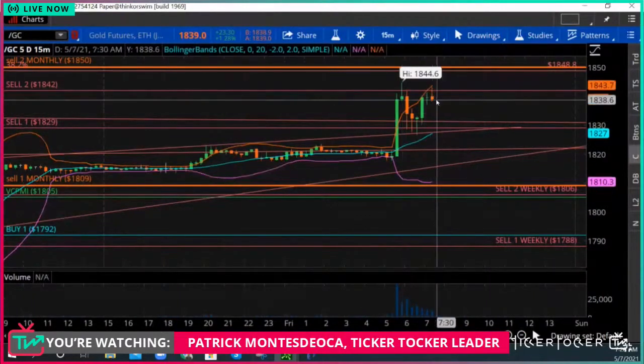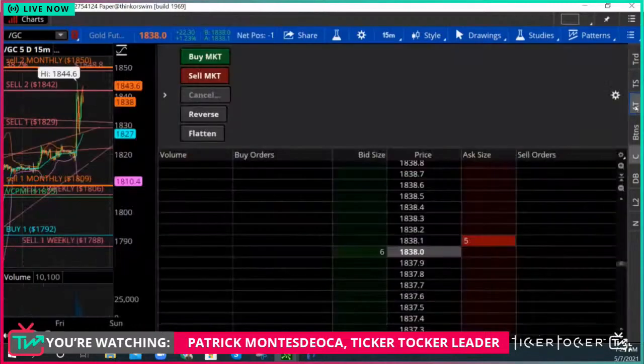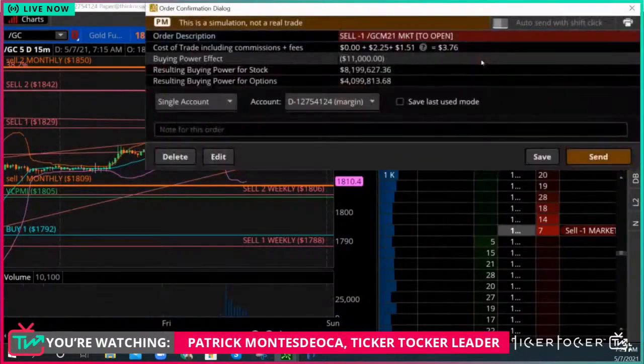So what you're looking at now is a real-time signal activating, again, confirming a short trigger from the daily 1842. For those viewers that are following this, this is a live signal recommending to go short gold on the close at 7:30 in 1 minute. And we're probably going to add another contract.